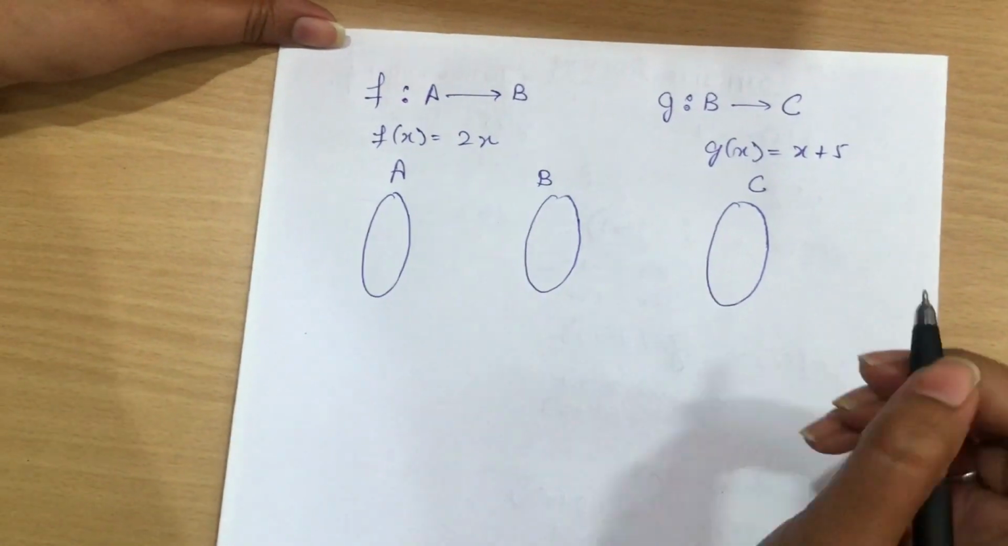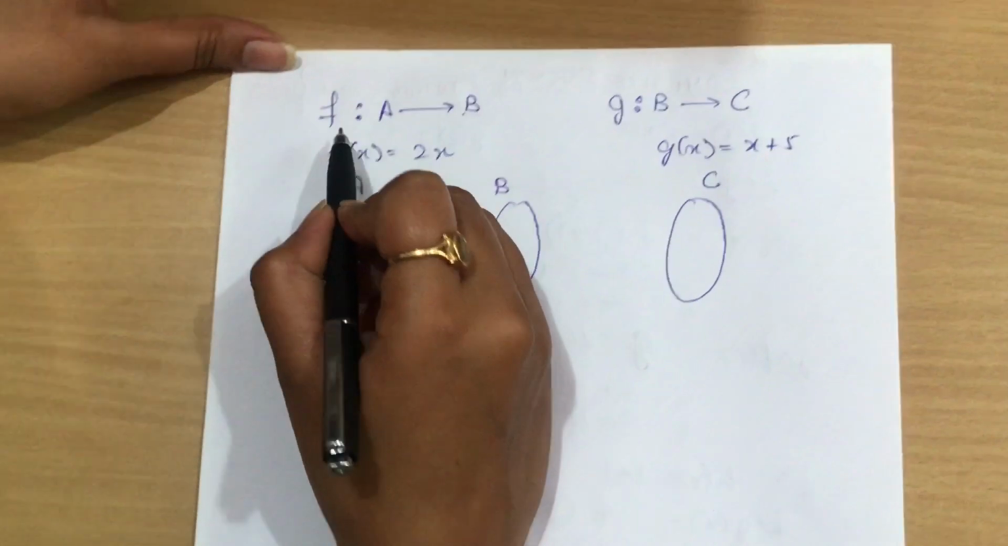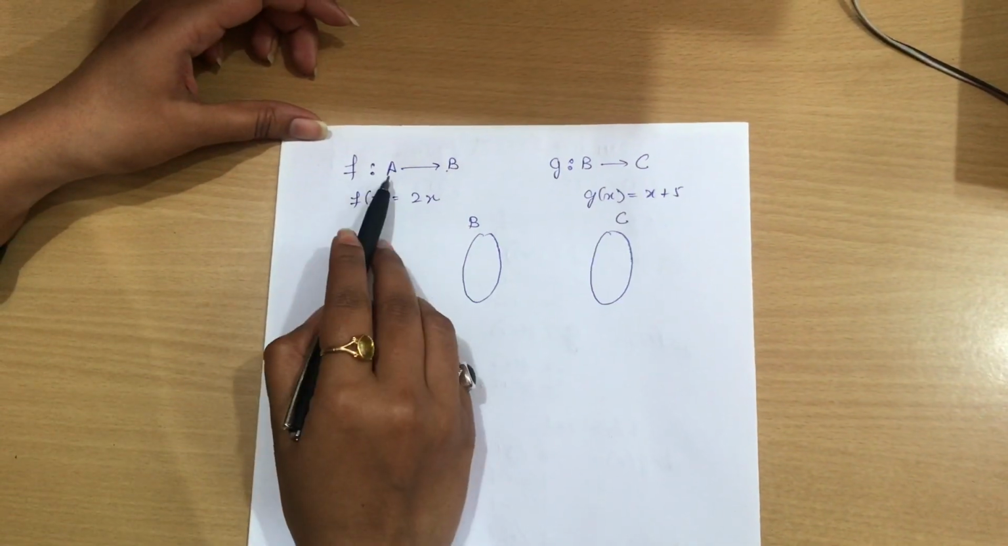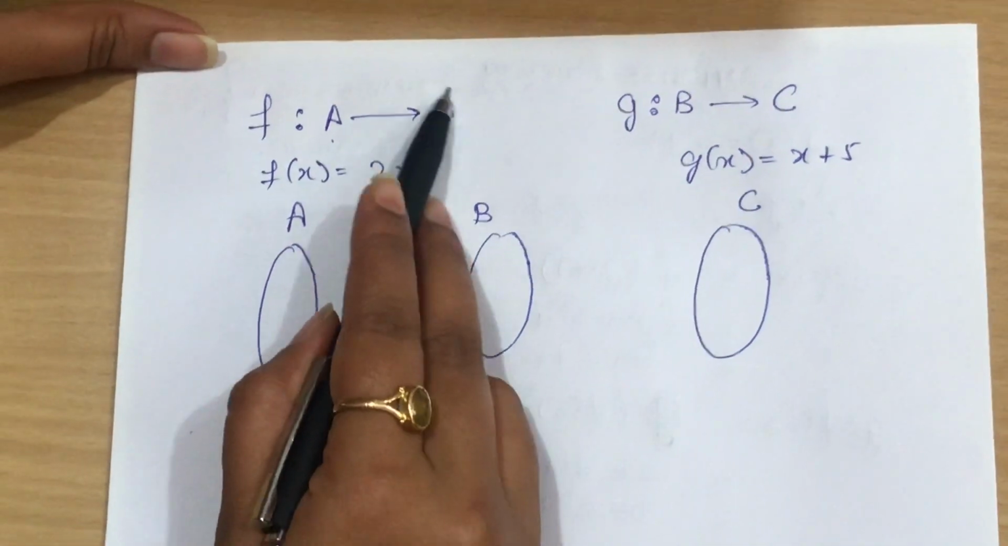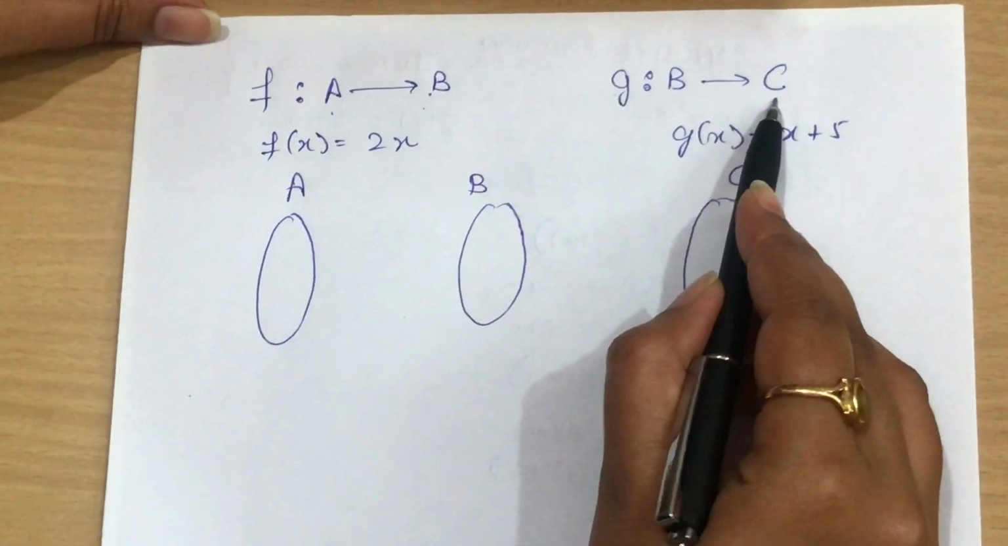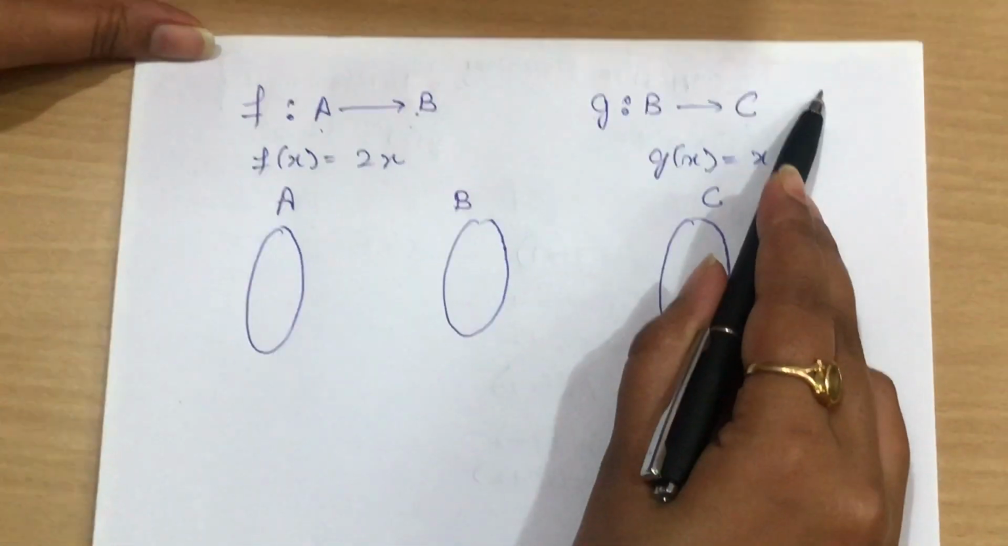You know that this function has a domain and a codomain, and this A is your domain and B is your codomain. Or you can say this B as a range also. And in this function, B is the domain and C is the codomain.